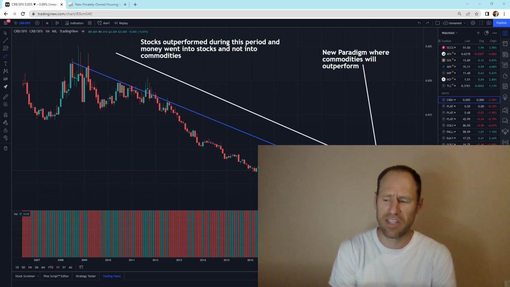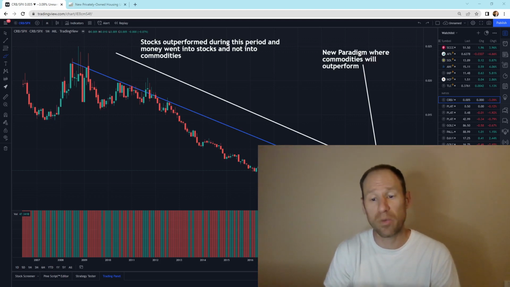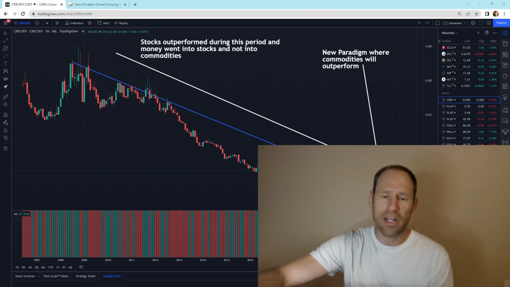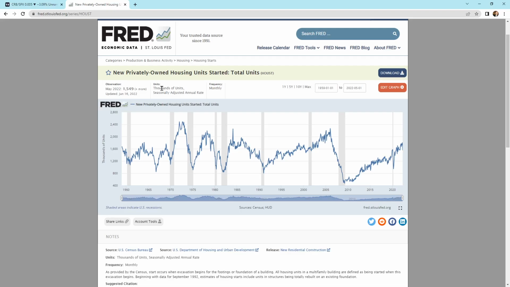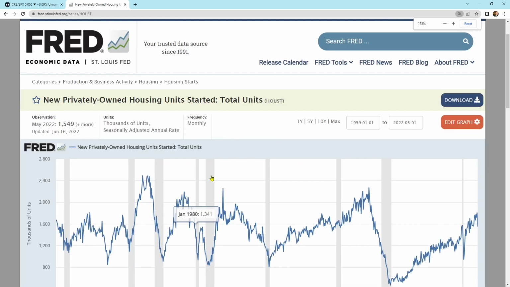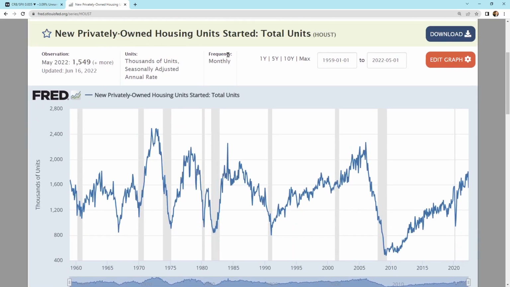And we can obviously see that with the commodity to stock ratio that we've been looking at. We can see that with increasing interest rates. Another metric that I like to use is the housing starts. And I can zoom in here real quick. This is the housing starts. This is new privately owned housing unit starts.